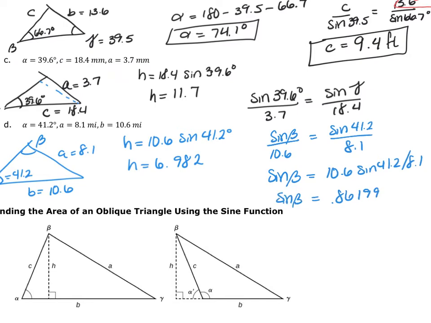Now, if I do the sine inverse of both sides, I get beta is equal to the sine inverse of 0.86199. I'm going to do that on my calculator, and I get beta is equal to 59.54 degrees. Let's do this consistently, rounding to only 1 decimal place. Pay attention to WebWork, because WebWork is probably going to want you to run it out to like 4 decimal places. I'm going to call this beta 1 because I have to find my second beta.